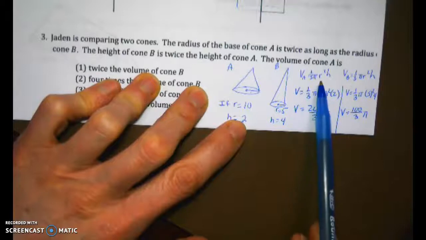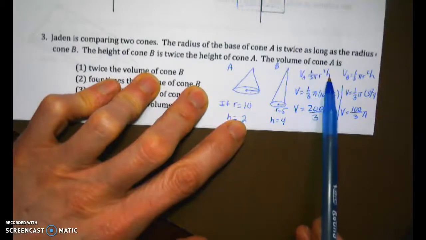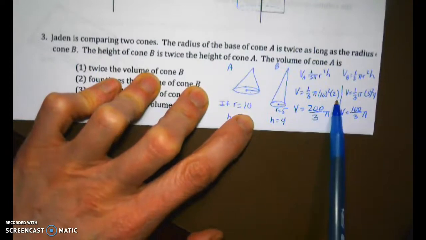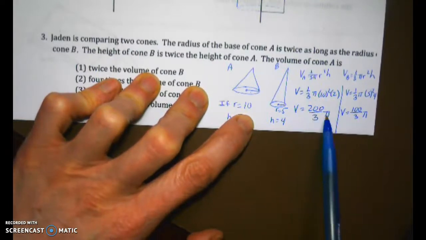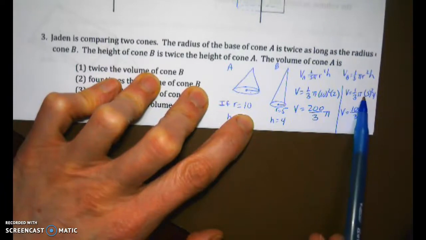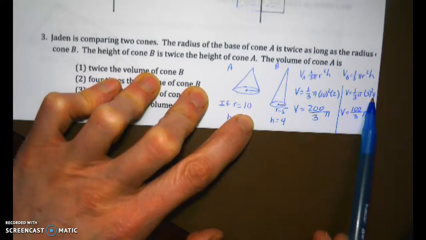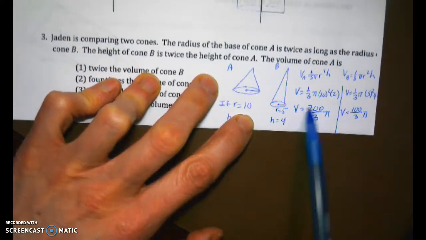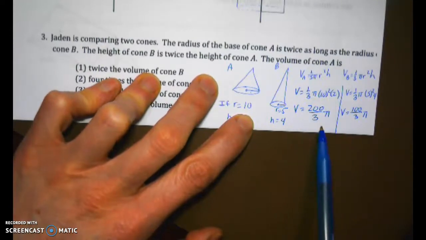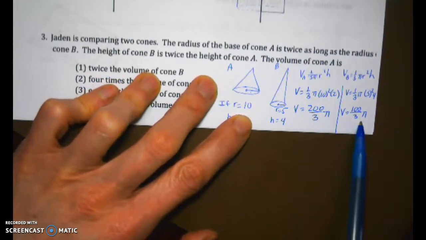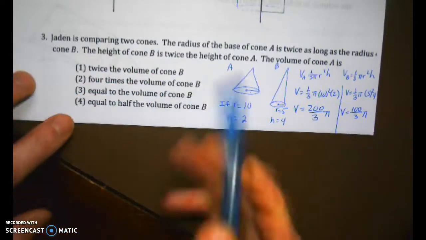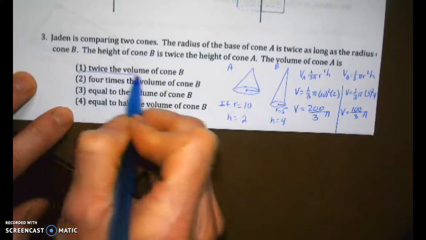The volume of a cone is 1/3 pi r squared h. If the radius is 10, 10 squared is 100, times 2 is 200, divided by 3, times pi. The volume of cone B would be 5 times 5, 25, times 4 is 100, divided by 3. So the volume of cone A is 200 over 3, and the volume of cone B is 100 over 3, times pi, of course. So the volume of cone A is going to be twice the volume of cone B.